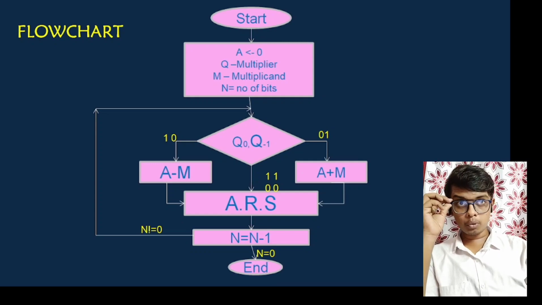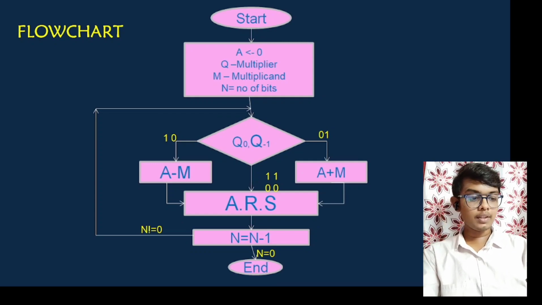As you can see here, the flowchart is provided for the Booth's algorithm. The first is start. Next one, we are assigning some variables. A is represented by the accumulator, which is initially assigned to 0. Next, Q is the multiplier, M is the multiplicand, and N is equal to the number of bits. N depends upon the multiplier and multiplicand. Later, here is a condition Q0, Q minus 1. Initially, Q minus 1 is equal to 0.